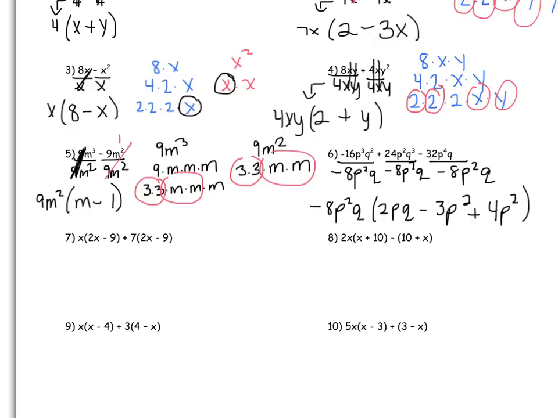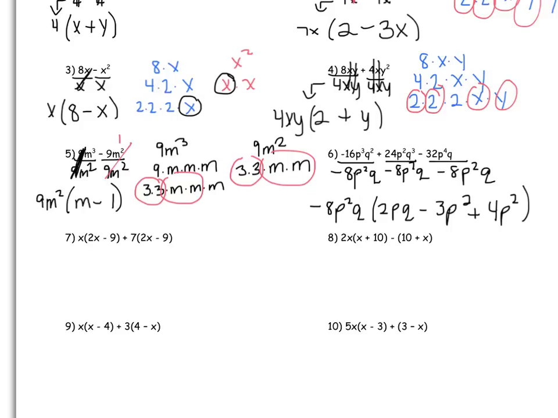Okay, that should be your answer. Notice how I took the negative out in front, because you never want the leading coefficient or the number in front to be negative. So you always want to take that out, so in here it's positive. Okay, 7, 8, 9, and 10 are a little bit on the trickier side.